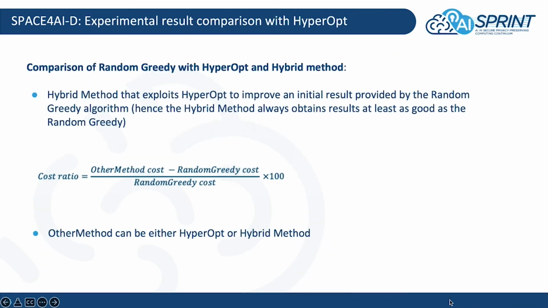To evaluate our method, we compare random greedy with Hyperopt, which is a Python library based on Bayesian optimization, and we also define a hybrid method. In this method, first we run random greedy for some iterations and feed the results to Hyperopt to see if Hyperopt can improve random greedy results. To quantitatively evaluate the different approaches, we define the percentage gain as the cost ratio, where the other method's cost can denote the cost of Hyperopt or the hybrid method.